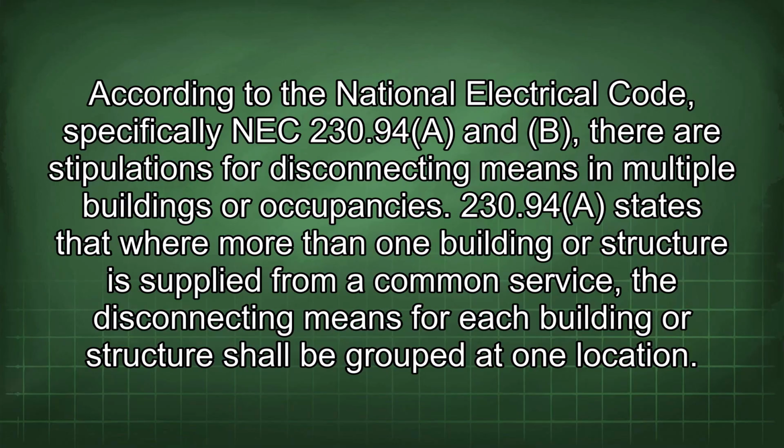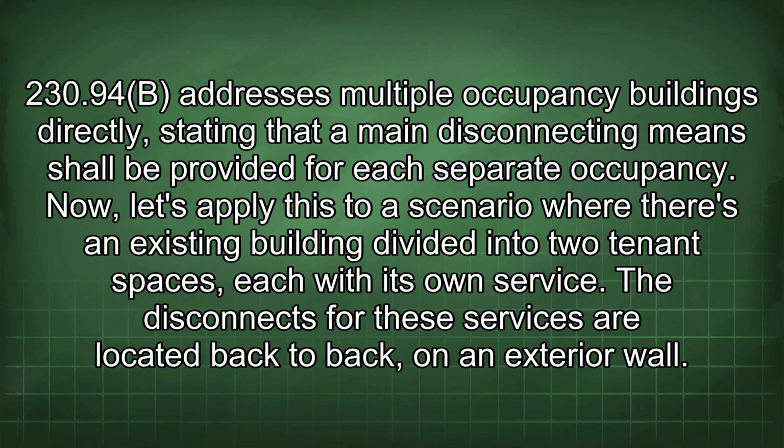According to the National Electrical Code, specifically NEC 230.94 and B, there are stipulations for disconnecting means in multiple buildings or occupancies. 230.94 states that where more than one building or structure is supplied from a common service, the disconnecting means for each building or structure shall be grouped at one location. 230.94(B) addresses multiple occupancy buildings directly, stating that a main disconnecting means shall be provided for each separate occupancy.